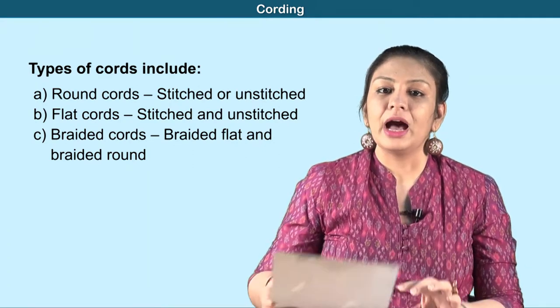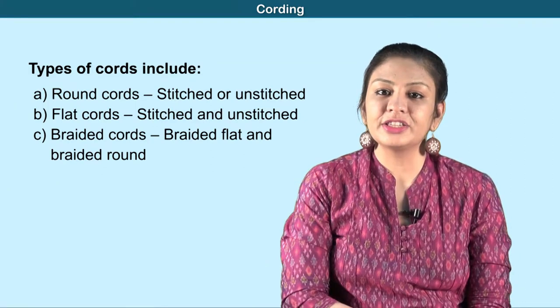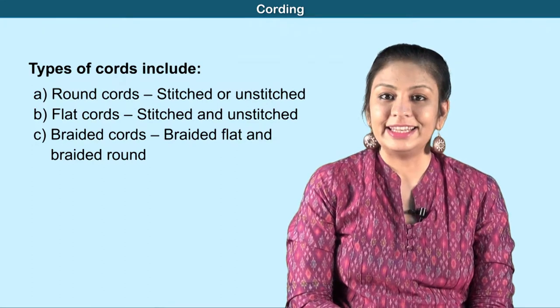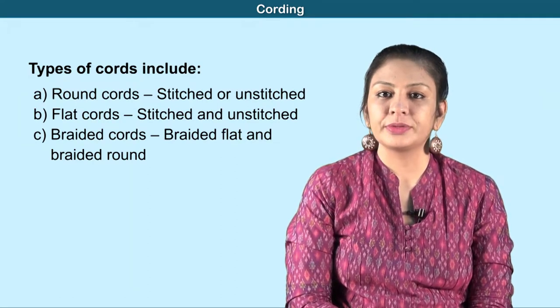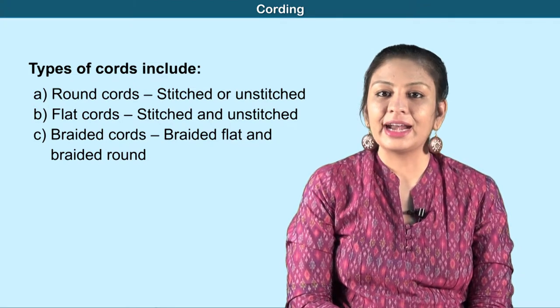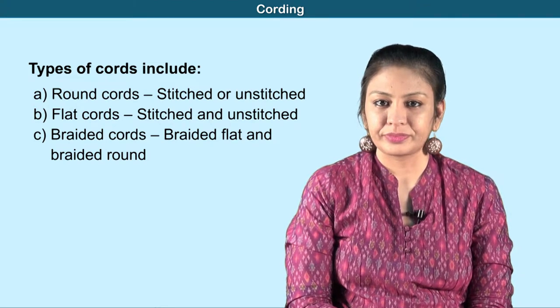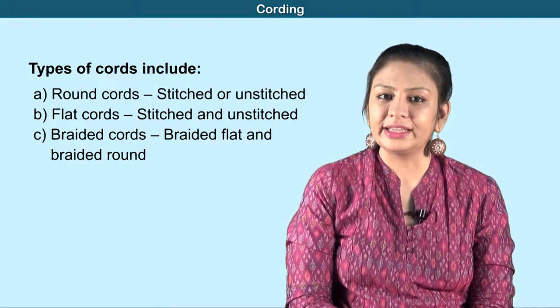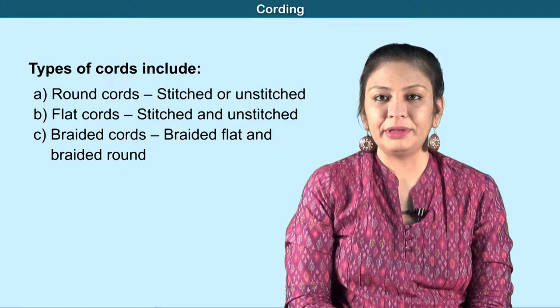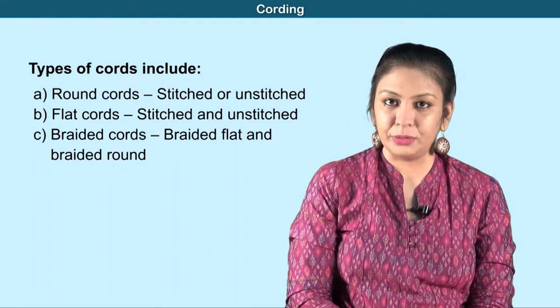Flat cords are stitched and unstitched cords or tapes. Flat leather stitched cords can commonly be seen as bag handles and as watch straps. The third category is that of braided cords. Braided cords can be flat or, again, they can be round.